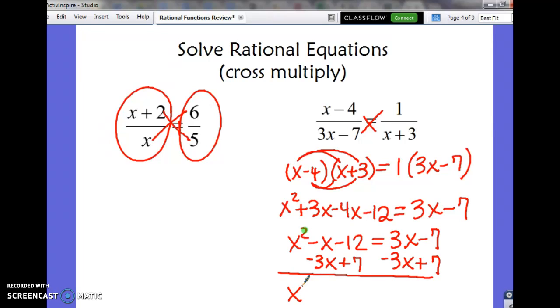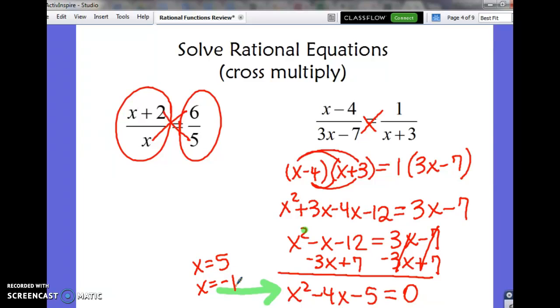So we'll have x squared minus 4x minus 5 equals, and everything on the right-hand side of the equation cancels out, so it equals 0. And then from here, you'll want to take this equation and solve, which means you're going to want to factor. And you should find that you have two solutions after you factor, those solutions being positive 5 and negative 1.